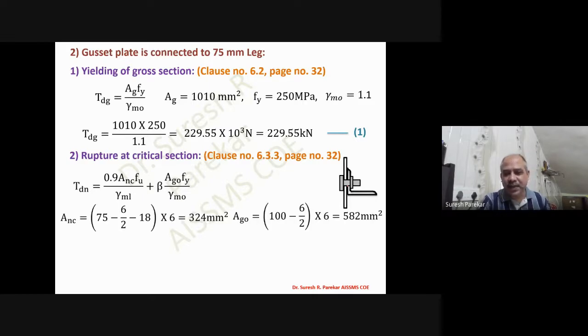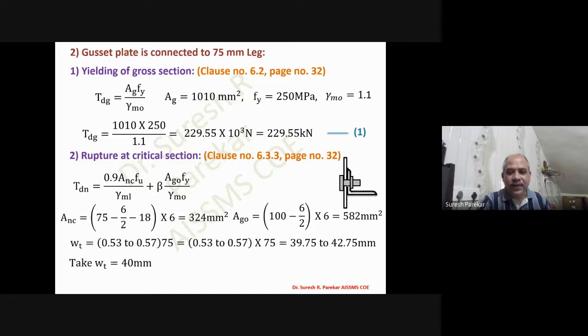ANC we now have in this way, AGO we have in this way, and then WT we have as 40. And then BS we are going to get as 130 millimeters. So now you can see this ANC is going to be reduced, and ANC is multiplied by FU, and AGO is multiplied by FY.